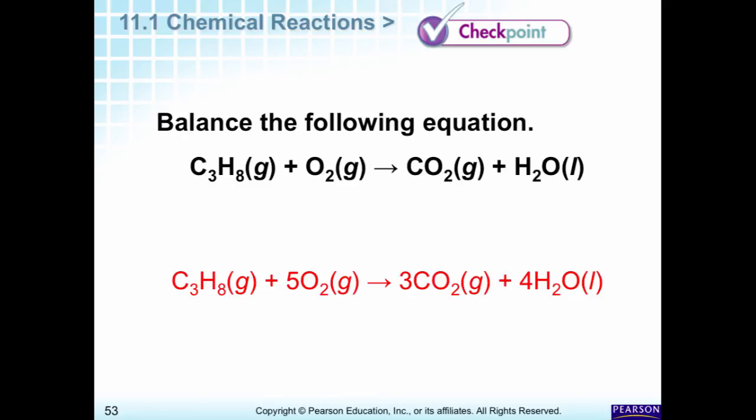All right, so we look at this, and the first thing we're going to do is get the carbons done. So I have 3 carbons. Good. Next, I'm going to look at my hydrogens. So I have 8 there, so I put a 4 here. So 3 times 2 is 6, and we get 4 here. So the total number of oxygens on this side is 10. So we're able to do 5 there. That's how we go about that one.